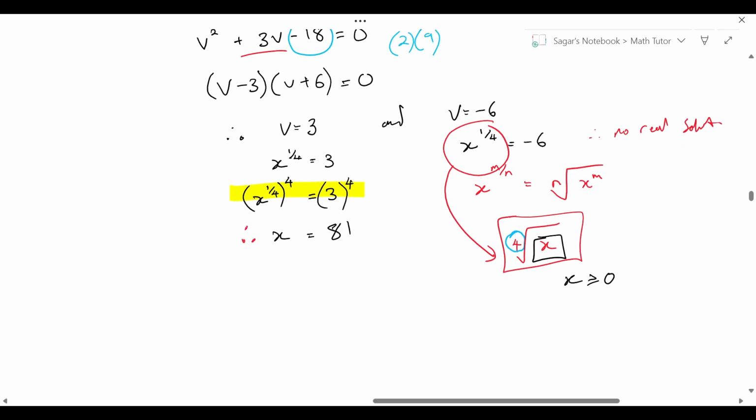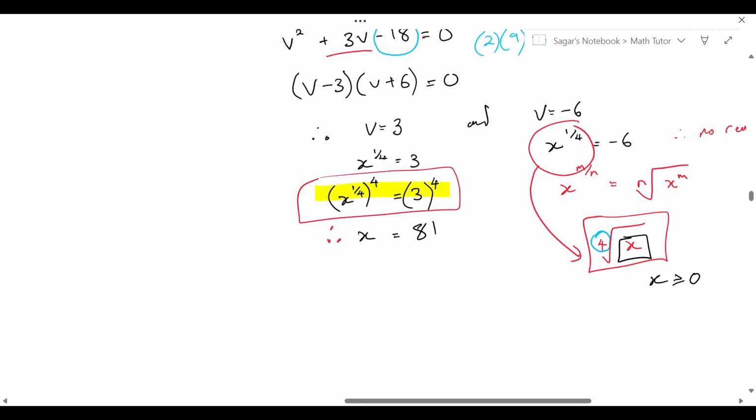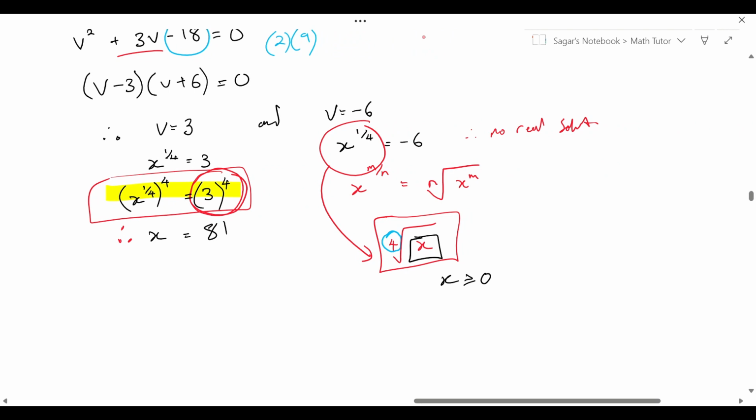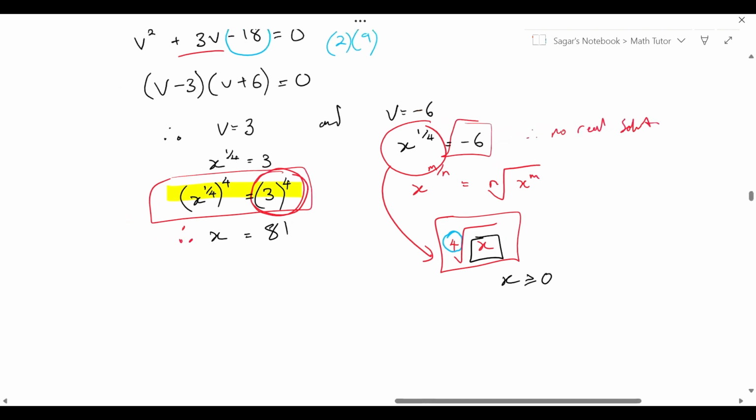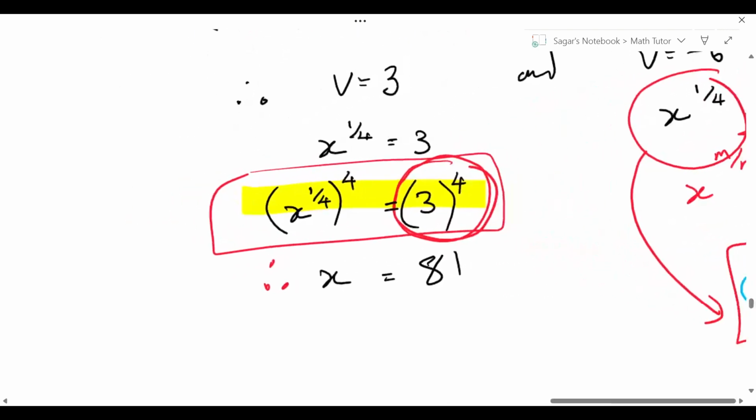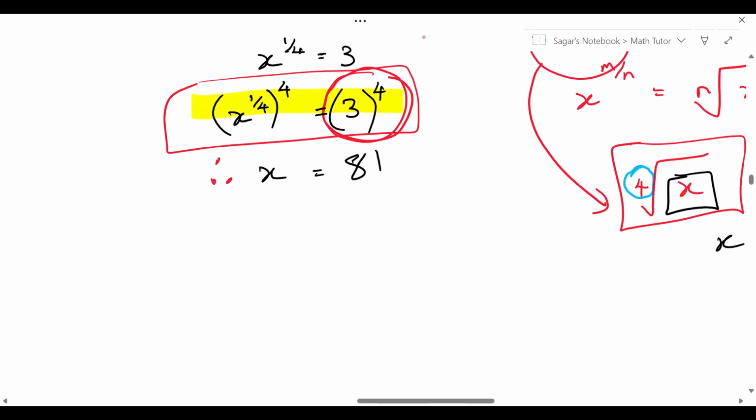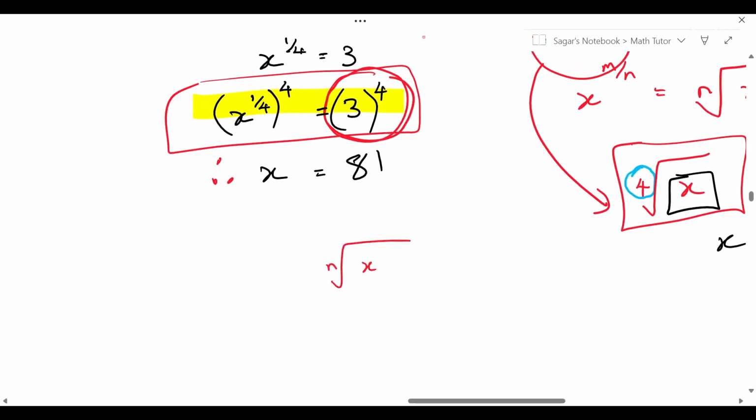Now, why did I not do this for this section? Simply because I know the right side of the equation is positive. And in this case, where v is equal to negative 6, the right side of the equation is negative 6. You need to take note that when n is positive and even, whatever term we have here will yield an output of a positive number.